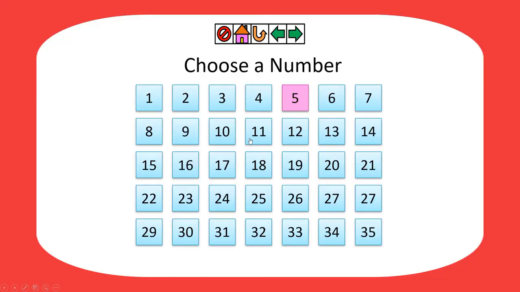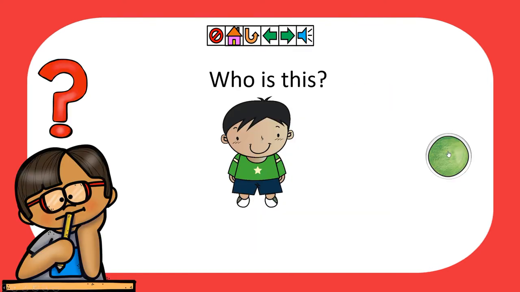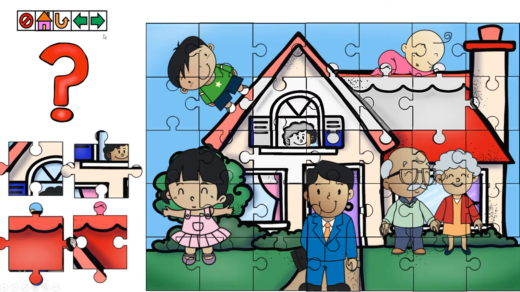So yeah, then when you go back, you can see that it's changed colors to let you know that you've already chosen number 5. Who is this? This is my brother. This is my brother. I'm famous now. Okay, there you go. Just like that.